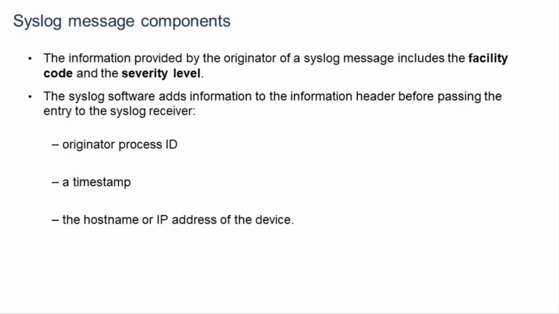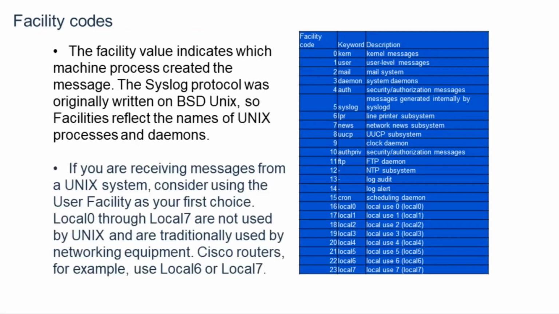The process that originates the message always includes the process ID and the severity level, but the syslog client adds 3 pieces of information to the message header before forwarding it to the syslog server. The client adds the originator process ID, a timestamp, and the host name or IP address of the device that originated the message. So a little more detail on facility codes.